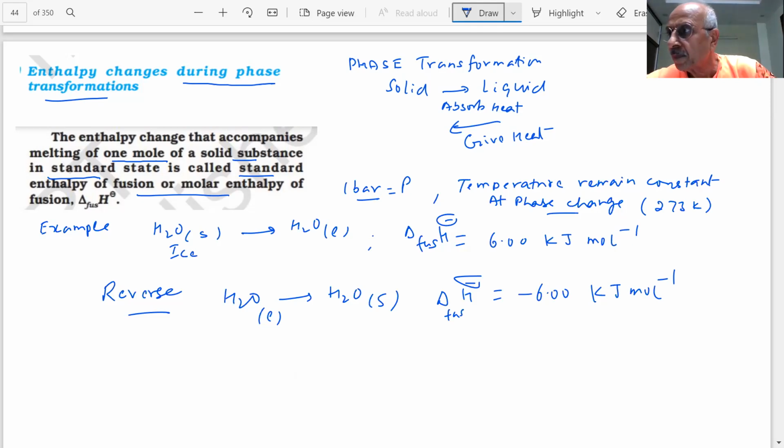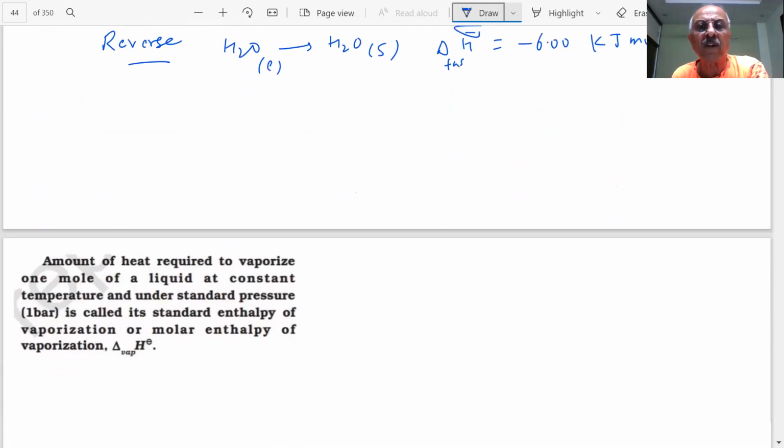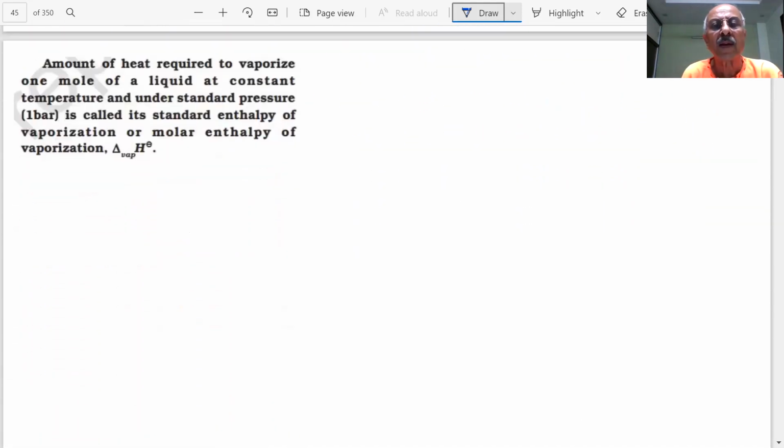Now, this is the enthalpy of fusion. What happens, student, if you convert liquid into vapor? If there is a liquid, student, and you convert that into vapor or gas, what is that process known as? What is that called? Vaporization. Vaporization.